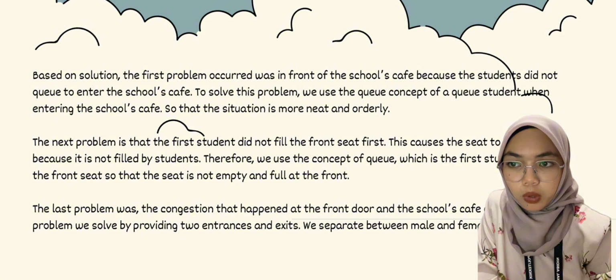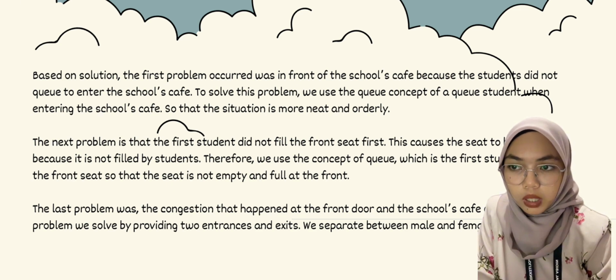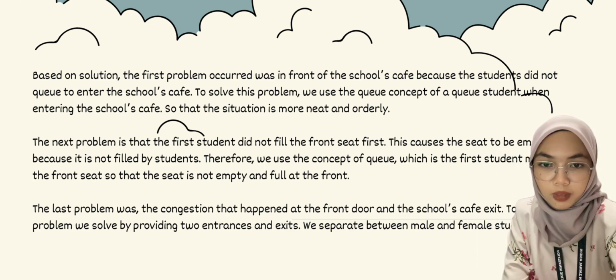The last problem was the congestion that happened at the front door and the exit of the school's cafe. To solve this problem, we provide two entrances and exits. We separate between male and female students.